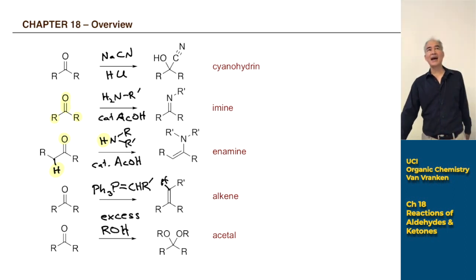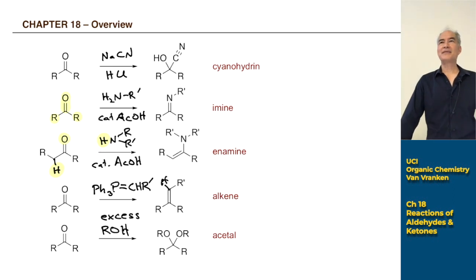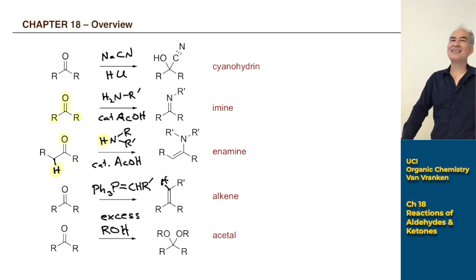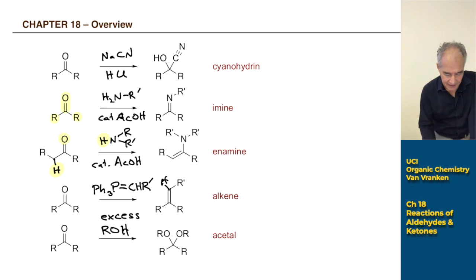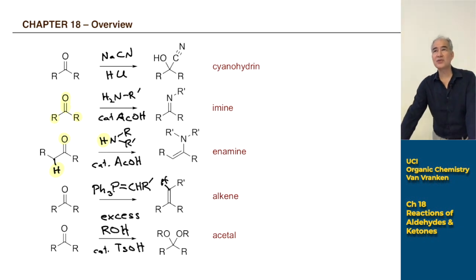Now we need an acid catalyst in this. And you're thinking, oh yeah, acetic acid. Unfortunately, in this reaction, acetic acid is not acidic enough. And we'll explain that later. We need a powerful acid here. And the one that we commonly use for this transformation, we'll talk about in more detail later. It's toluene sulfonic acid.